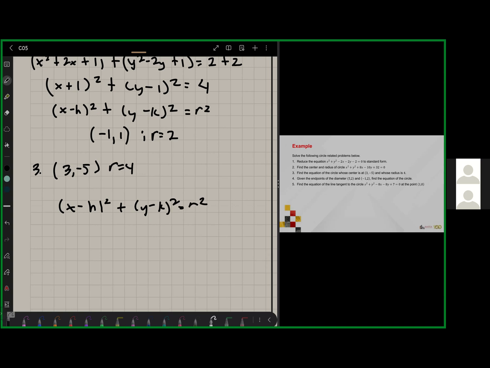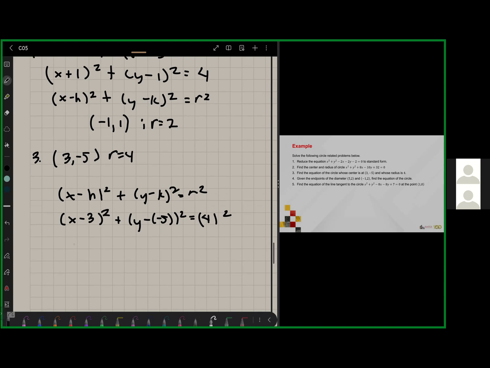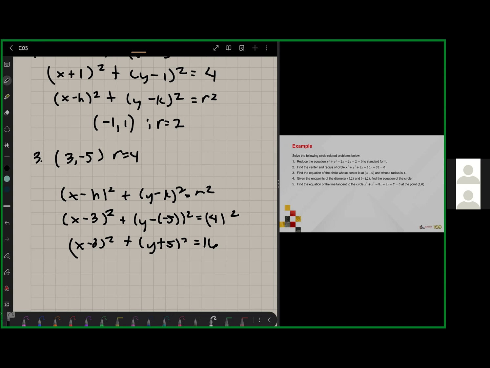All we have to do is simply substitute all the values that we have. So we have x minus h, or x minus 3, plus y minus k, or y minus a negative 5, squared, is equal to r squared, or 4 squared. Simplifying this equation, we get x minus 3 squared plus y plus 5 squared is equal to 16. So this is already an equation of a circle. Since it is not specified in number 3 whether we are trying to find the standard form or the general form, this would suffice.